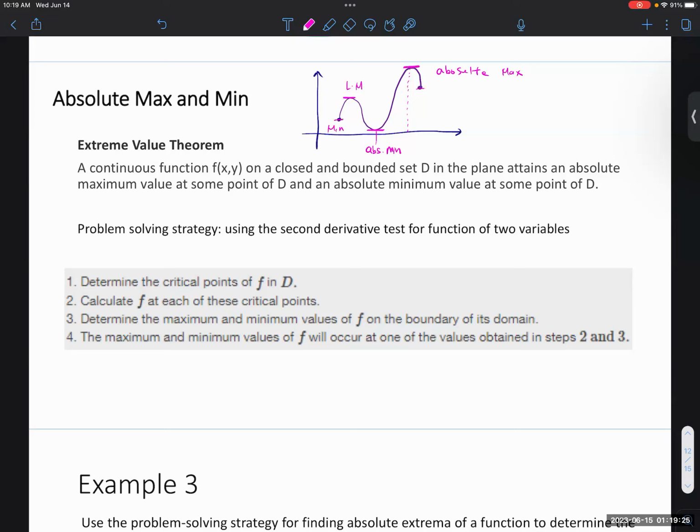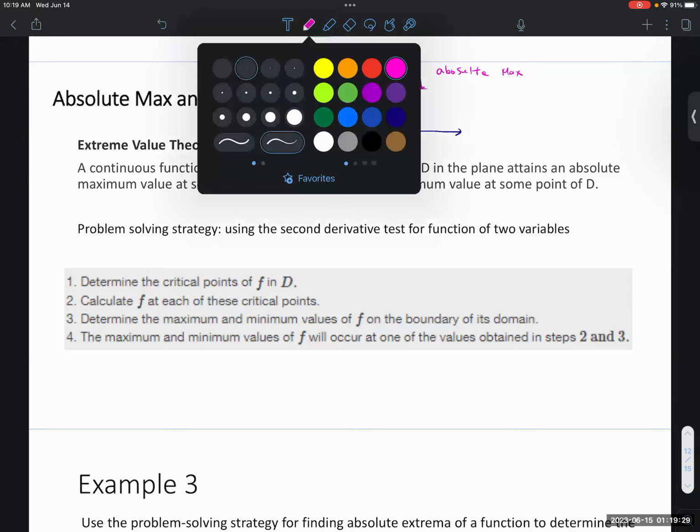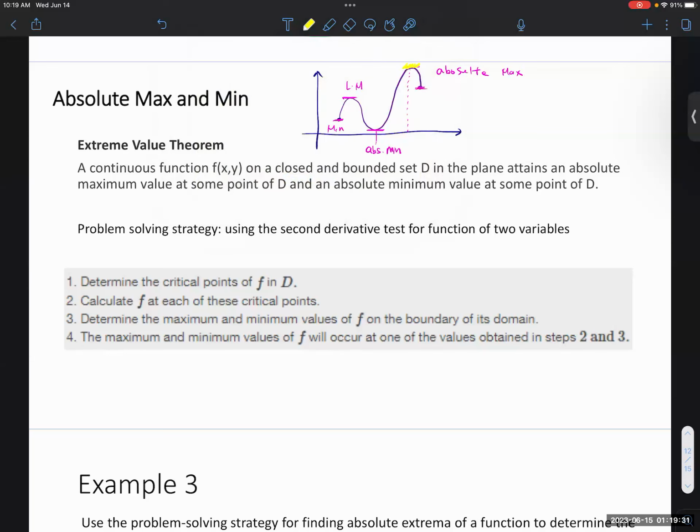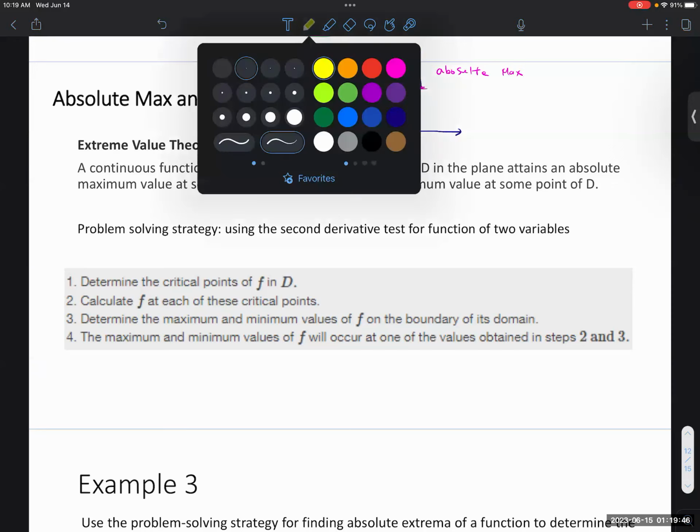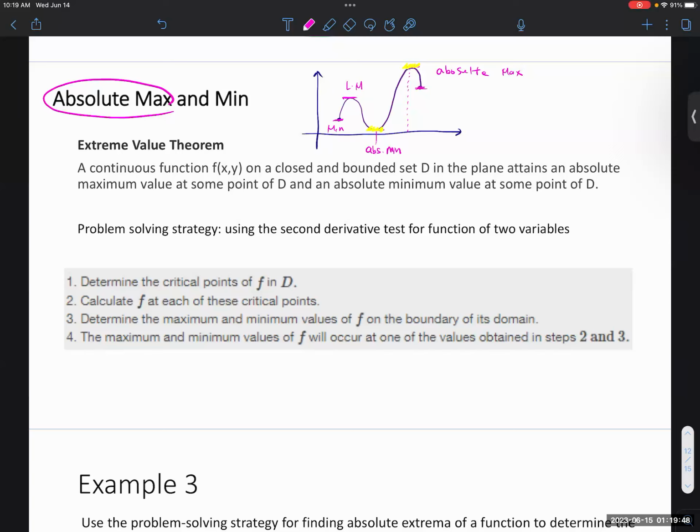These are just local points. And we know that this is a higher local point, the absolute max. We call this the absolute min. So how do we find the absolute max and min, and how is that related to the local max and critical points? To find the local max and local min, you need a specific interval.